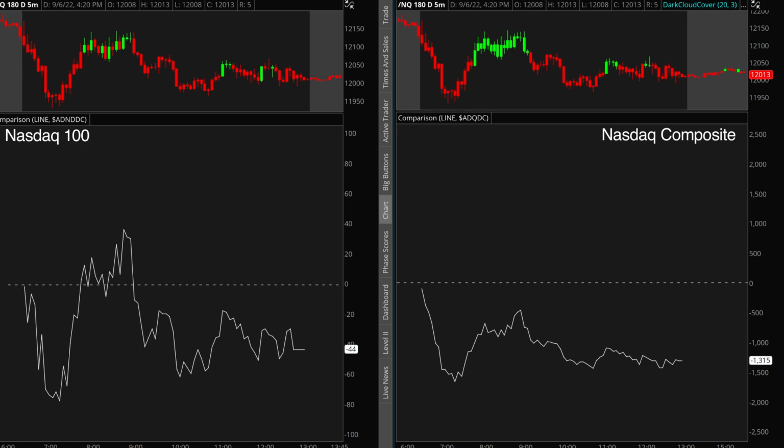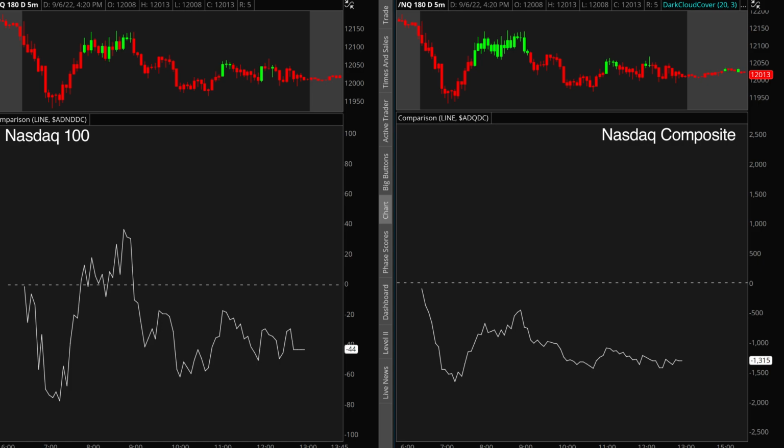The Nasdaq 100 indicator oscillates between minus 100 to 100. The Nasdaq Composite usually moves from minus 2500 to positive 2500. Whenever the market is trying to stage a rebound, I want to see both indicators move above their respective zero lines. If that happens, the breadth is supporting the price move. However, when the price moves higher by itself, there are reasons to be skeptical of this move.